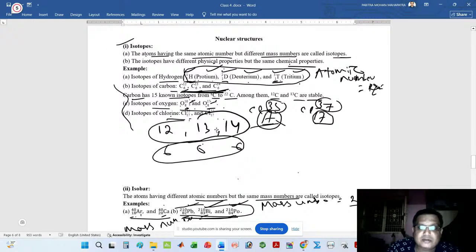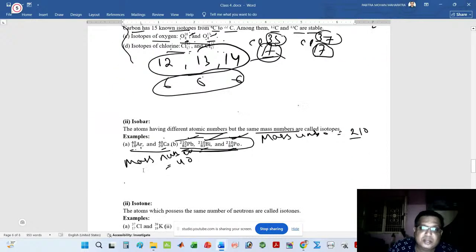In the case of isotopes, we saw that they have different physical properties but the same chemical properties. Same chemical properties means, for example, oxidation and reduction. Physical properties mean things like color and structure. But if you think about isobars, you cannot make such a statement as you can for isotopes.